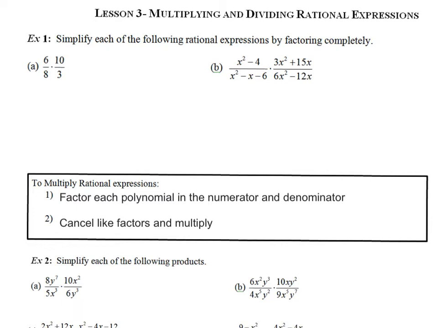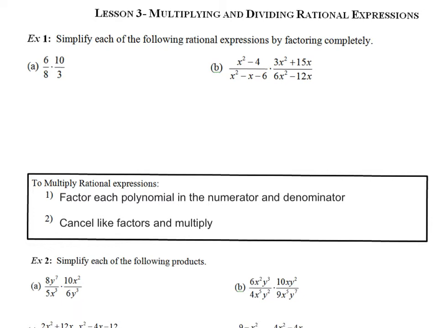6/8 times 10/3. Normally, when we're multiplying, we would just multiply our numerators together and then multiply our denominators together. But then our product could possibly be reduced. So we could start by reducing, that is, looking for common factors in the numerator and denominator of each fraction.